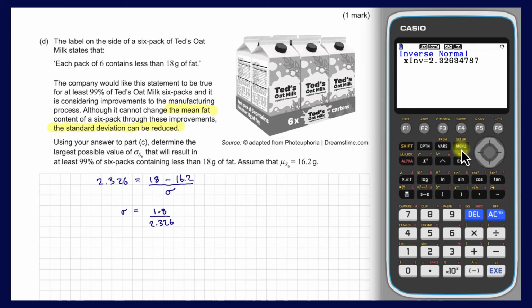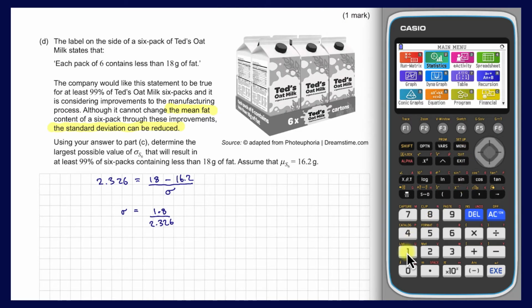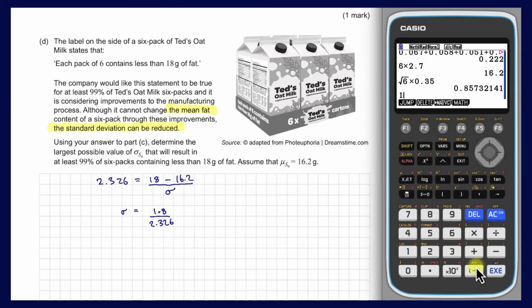So over there now, we're going to need 1.8 divided by 2.326. So that would be a value of 0.774 to 3 significant figures.